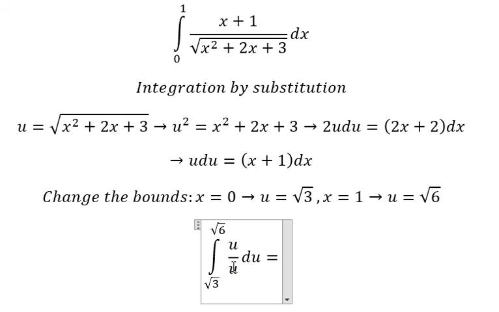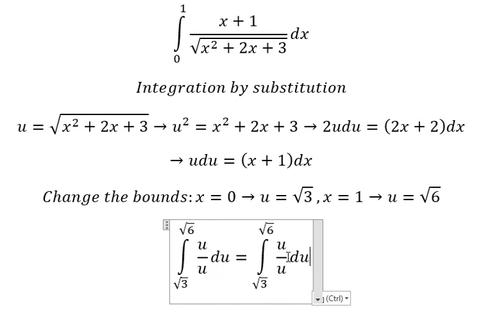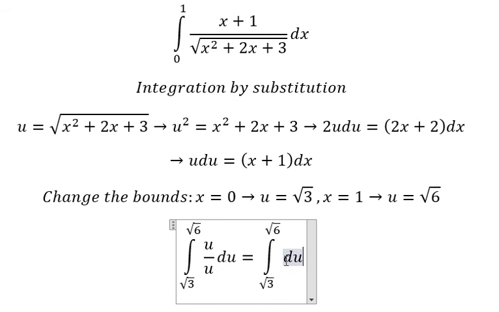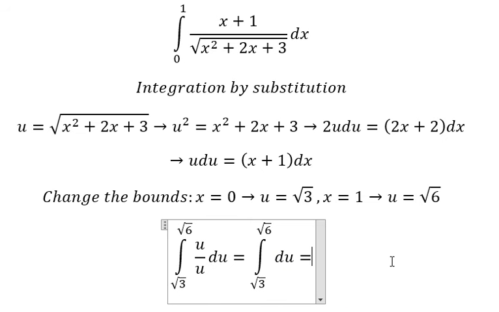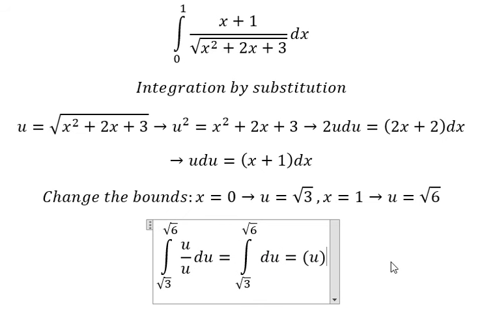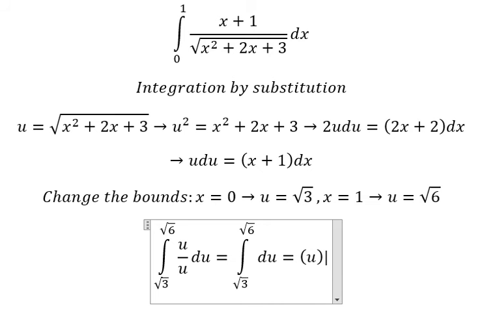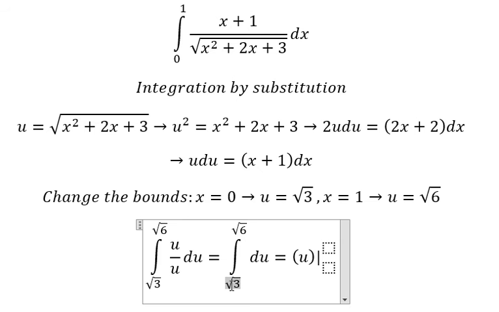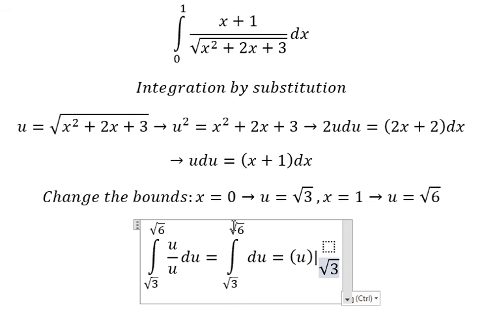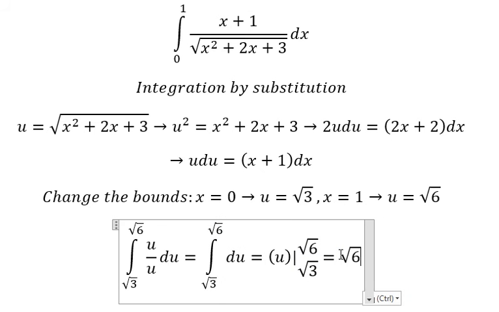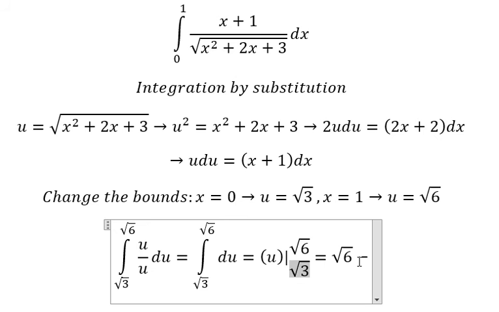So u divided by u, we have number 1. The integration of du, we have u, and we put the bounds from the square root of number 3 to the square root of number 6. And now we have the final answer.